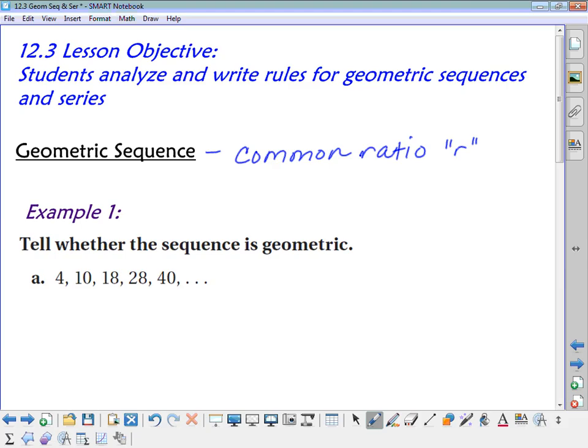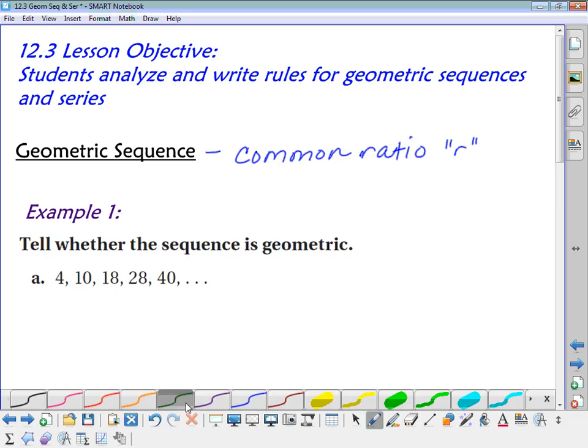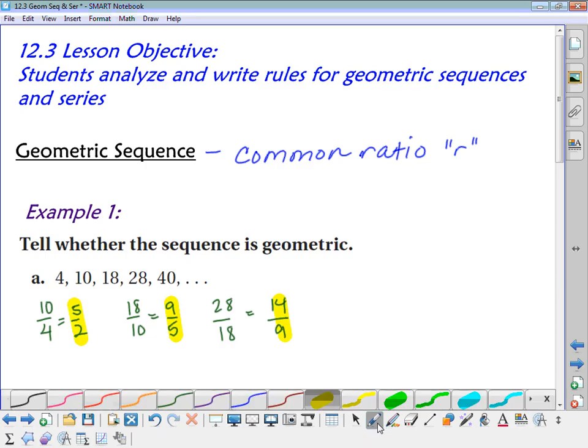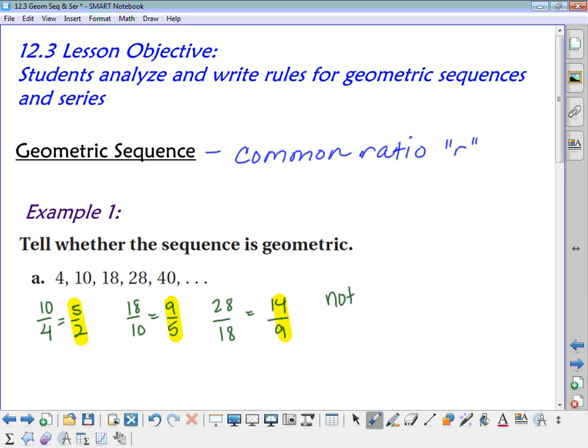So to be able to tell whether a sequence is geometric, I just have to look at the ratio between the terms. So for instance, if I look at 10 compared to 4, and then look at 18 compared to 10, and 28 compared to 18. Basically, I'm taking a term and then dividing it by the term previous to it. And so this would reduce to 5/2. This one reduces to 9/5. This one reduces to 14/9. So these are my ratios. Are they the same? No. So this one is not geometric because it has no common ratio.